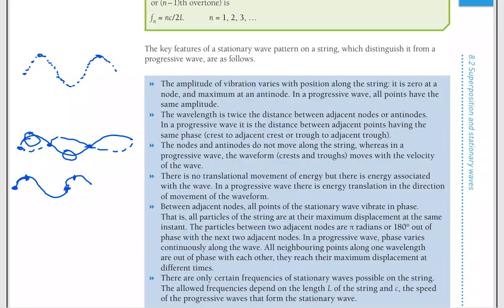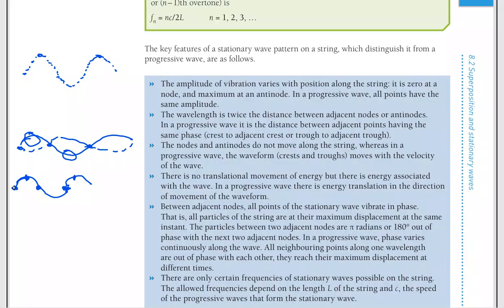Okay, so the wavelength is twice the distance between adjacent nodes or antinodes. Two adjacent nodes or antinodes. So this is two adjacent nodes, and the wavelength is twice the distance between two adjacent nodes.